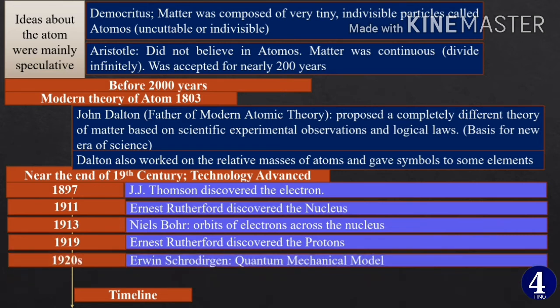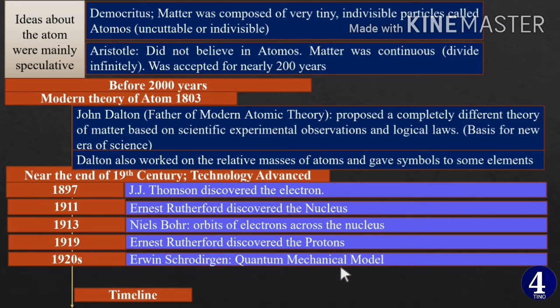Then, in 1920, the scientist known as Erwin Schrödinger proposed the quantum mechanical model of an atom, in which he said that electrons are not moving around in orbits. They are like a wave around the nucleus. So a wave kind of movement was proposed by Erwin for electrons to move around the nucleus. We call that model the quantum mechanical model.